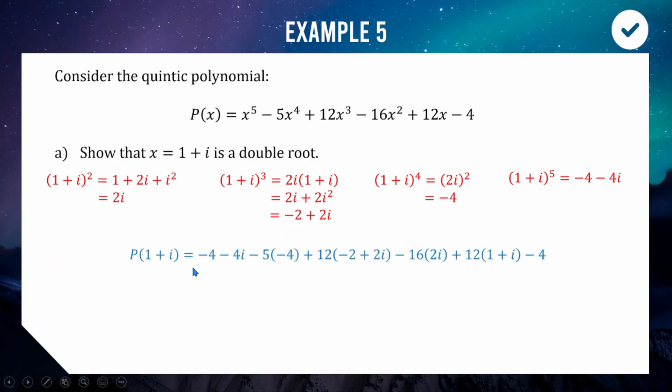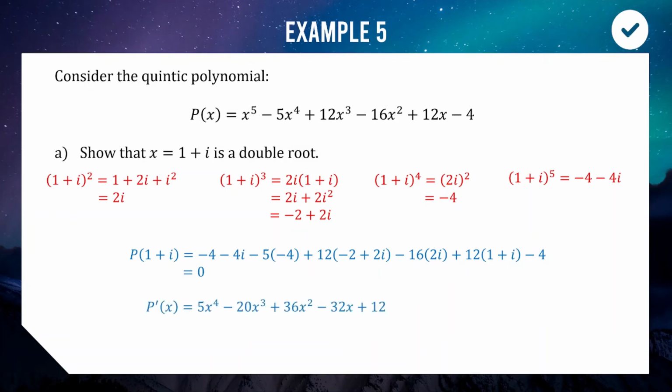So we'll evaluate the polynomial at 1 plus i. Here it's all subbed in. Take my word for it. I did check the maths and it does in fact equal 0. So there we go, success. 1 plus i is indeed a root. Now, let's chuck it into the derivative.